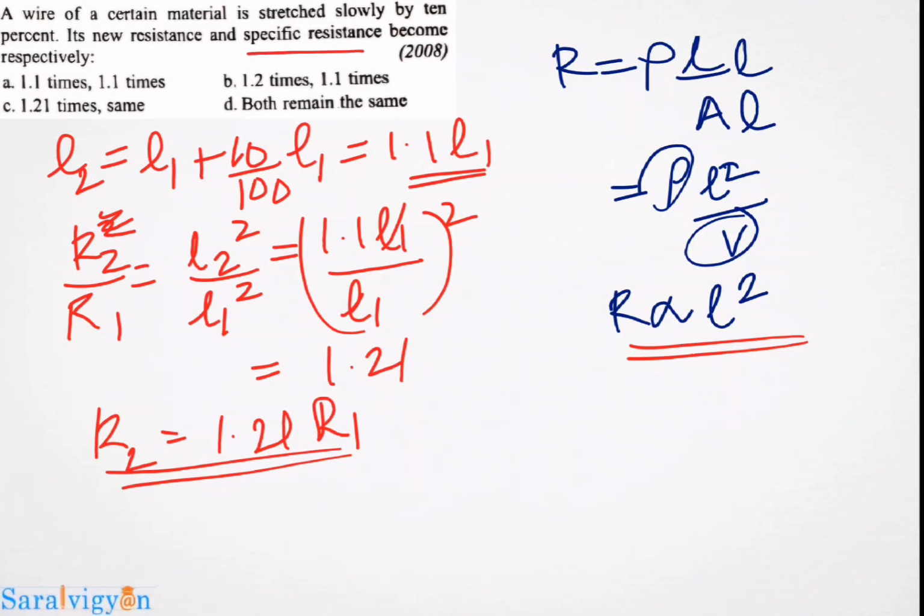We also asked how much the specific resistance increased. Since specific resistance depends upon the material, and here the material is not changing, only the length is changing, we can tell that it remains the same. So our answer is C, 1.21 times, same.